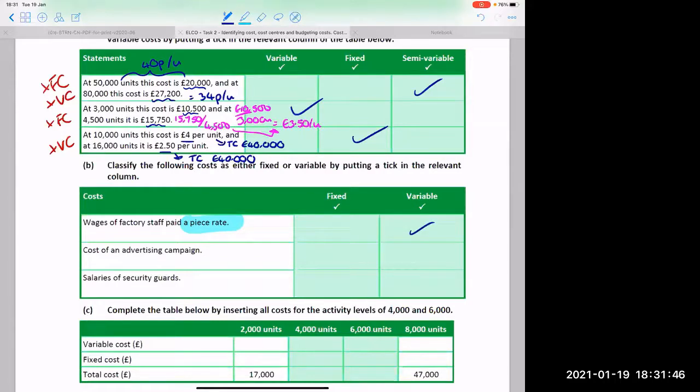So it's going to be a variable cost, isn't it, guys? The cost of those wages will be higher the more units are produced. An advertising campaign will be a fixed cost. The cost of that will have nothing to do with how many jars of jam are getting produced within the factory, and likewise salaries of security guards, not related, is it, to volume of production, not related to how many units are produced. So that is a fixed cost there.